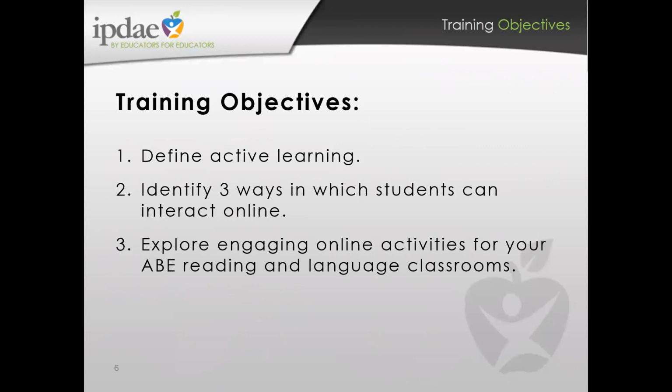Now, in this training, we're going to cover the following objectives. First, we're going to define active learning. We will then identify 3 ways in which our students can interact online. And finally, we will explore engaging online activities that can be easily integrated into the instructional framework for your virtual course.